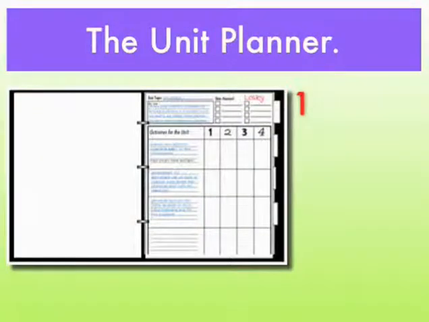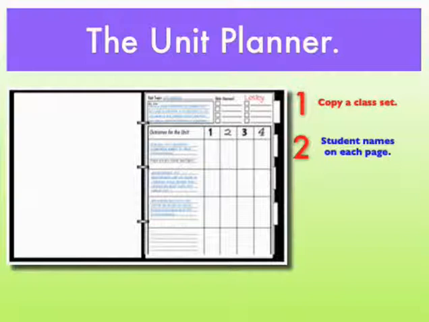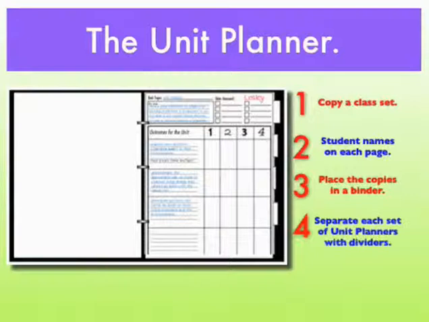Here's how you set it up in your book. First thing, and again, this is all explained in your book, and you can just follow along or just watch this guide. So first, copy a class set. Number 2, put the student names in each page. Number 3, place the copies in a binder. Number 4, pretty simple, separate each set of unit planners with dividers, as you can see in my example there.